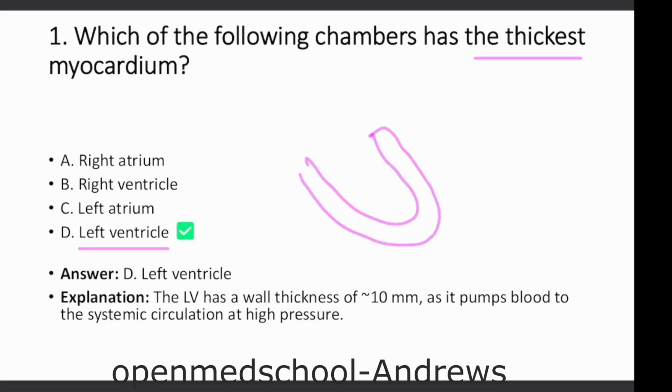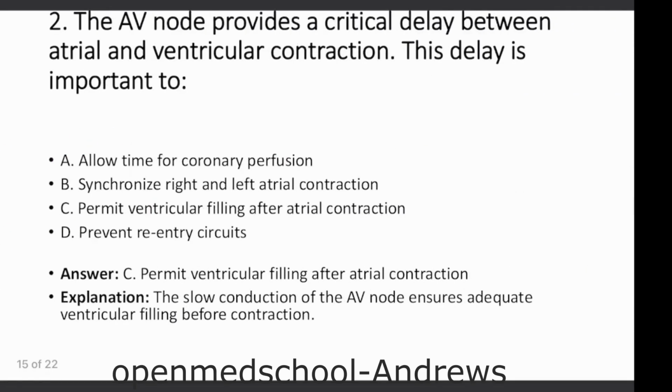So remember, when you draw the picture, 10 millimeters is the normal thickness of the left ventricle. When it is thickened, it is called left ventricular hypertrophy. Next is, the AV node provides critical delay between atrial and ventricular contraction.